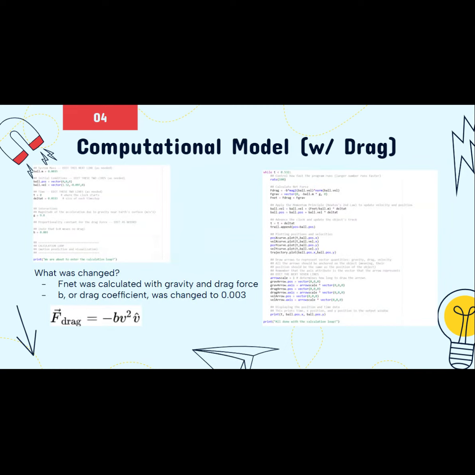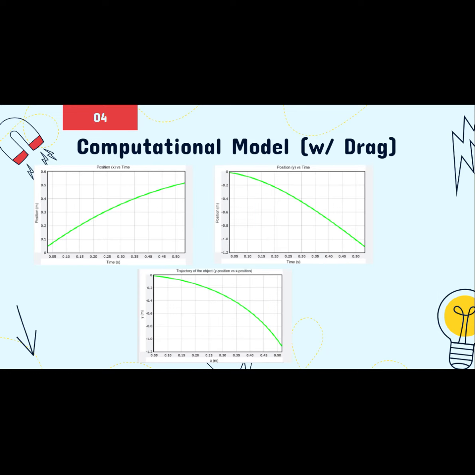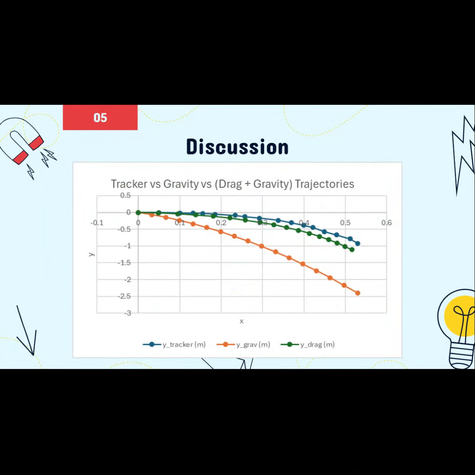For the computational model with drag, Fnet was changed to include drag force, as seen in the equation, where we added the negative b v squared times normal v. The drag coefficient b was also estimated as 0.003, and we can see that the drag force is resistive. What does this give us? The computational model graphs for position versus time showed that drag had an effect on position in the x and y graphs as they are less uniform. Shown here is the y versus x position graph for Tracker data versus only gravity versus including gravity and drag.